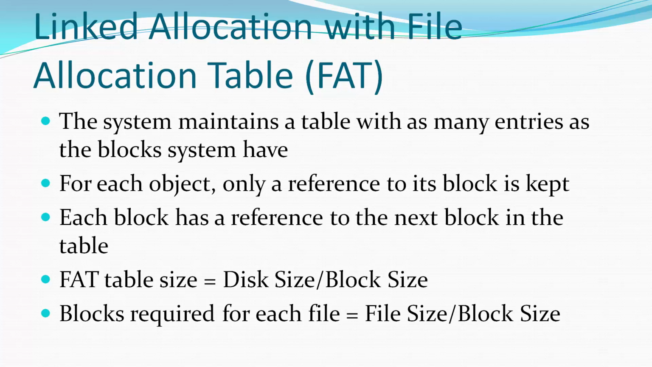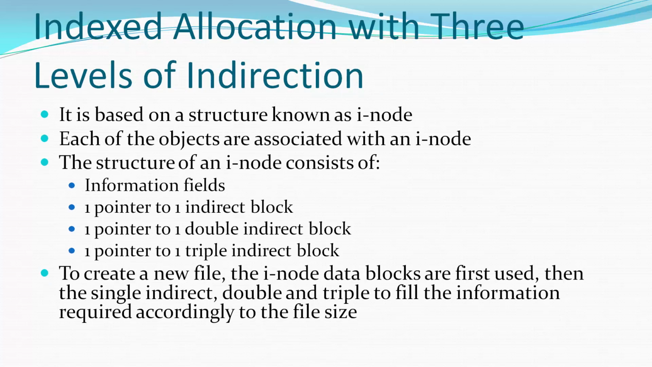So the first one, linked allocation with file allocation table, is where the system maintains a table with as many entries as the block system has. For each object, only a reference to its block is kept, and each block has a reference to the next block in the table. So a FAT table size equals the disk size over the block size, and the blocks required for each file is equivalent to the file size over the block size.